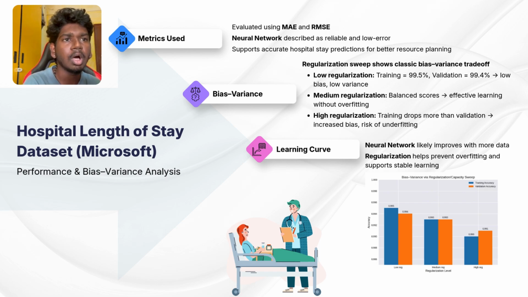Starting from low regularization, the model performs extremely well on training data but slightly overfits. Meanwhile, high regularization shows the model underfits by failing to capture the important patterns. And lastly, a moderate level of regularization shows the best balance between training and validation performance. Overall, this result shows the best model can support hospital resource planning by providing reliable predictions.